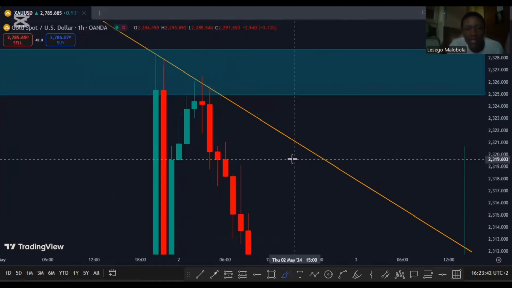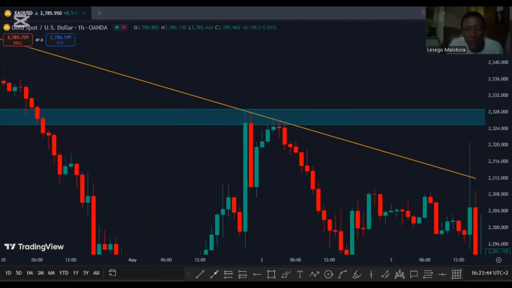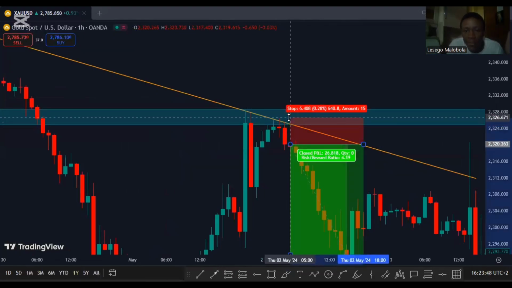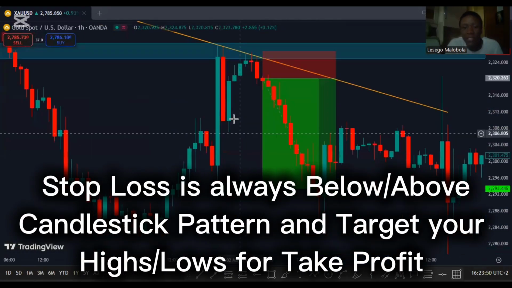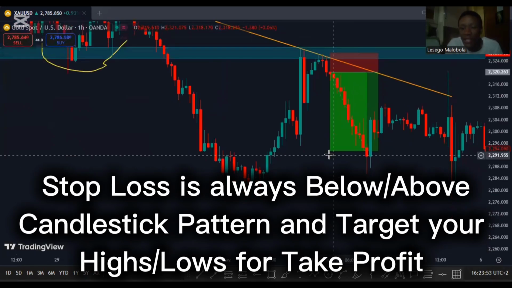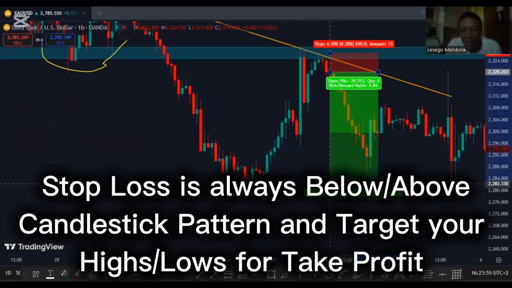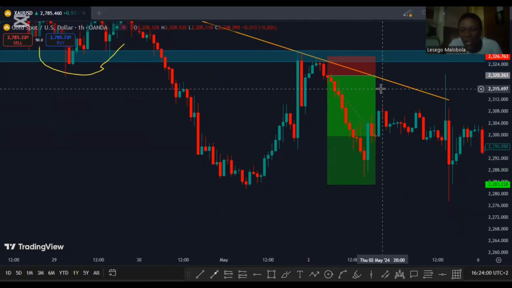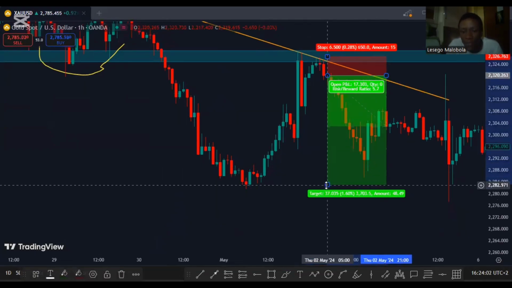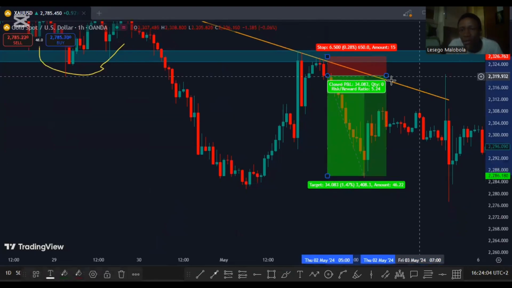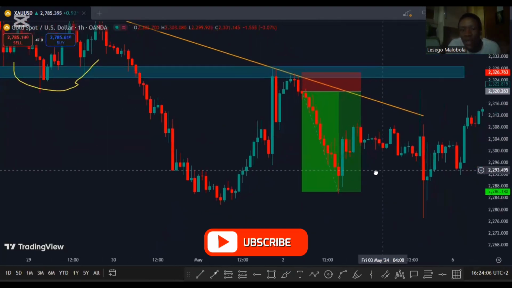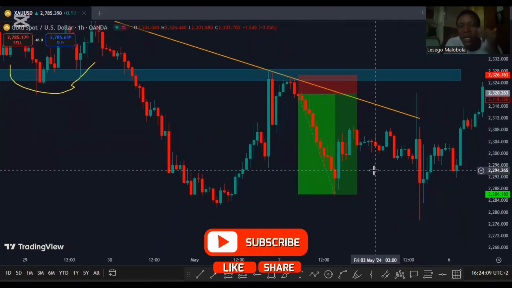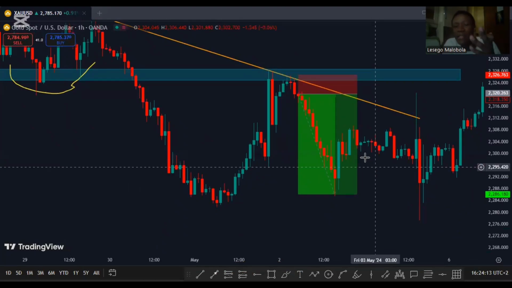After the bearish candlestick, if we were to take our trade right over here, we would have had our stop loss just above our candlestick pattern, and for take profit we always target our highs or lows. In this case, if we targeted our low right over there, price wouldn't have reached the low, but even where it reached, you would have bagged 5% on this trade. Why? Simply because you understand market structure, support and resistance, and candlestick patterns.